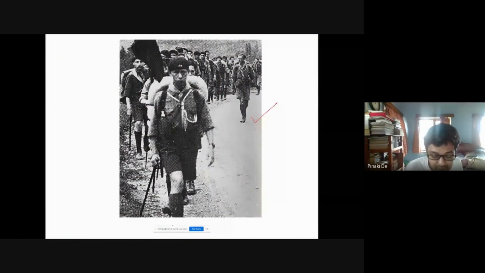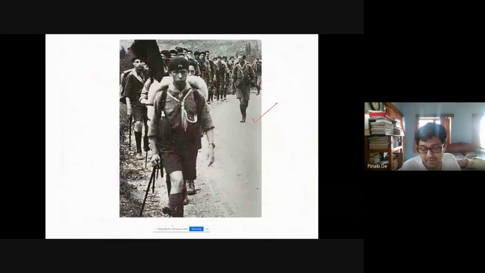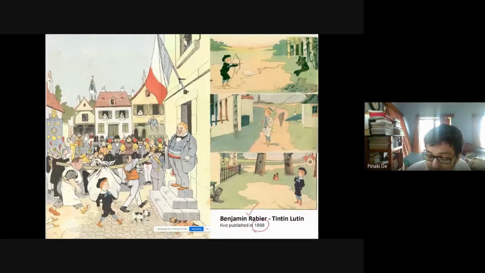So what are the influences of George Remy? What inspired George Remy? We have already seen that Totor is one of the inspirations, but remember Totor is created by himself. What are the external influences on George Remy? It is very easy. Of course, the first influence is a French illustrator, and his name is Benjamin Rabier. Benjamin Rabier published in the late 19th century, 1898, and he created this character.